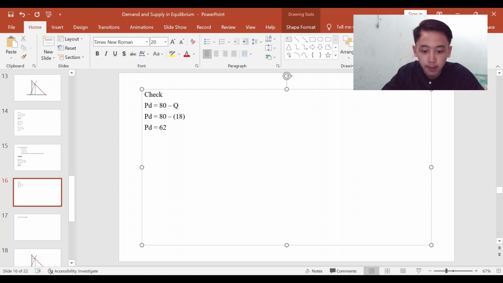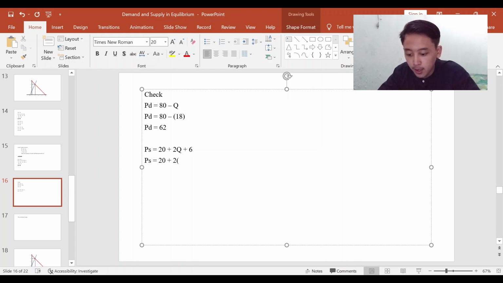Let's go ahead and check by plugging the quantity of 18 into our supply equation. PS equals 20 plus 2 times 18 plus 6. PS equals 62. Sure enough, the price supplied and the price demanded at a quantity of 18 are equal to one another. This confirms that 18 is in fact our equilibrium quantity and 62 is in fact our equilibrium price.